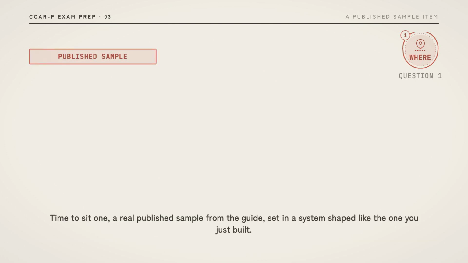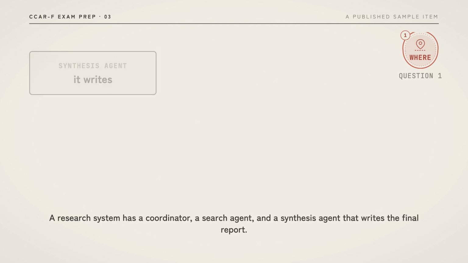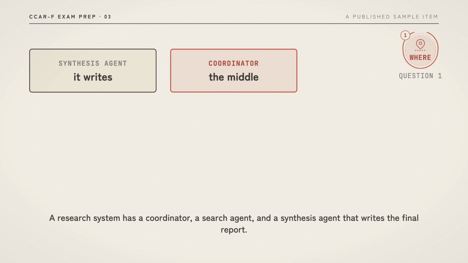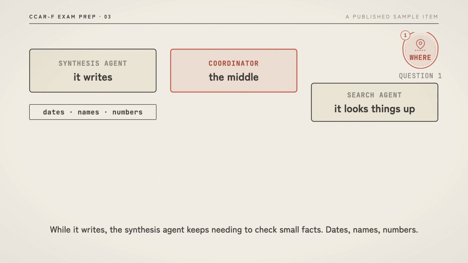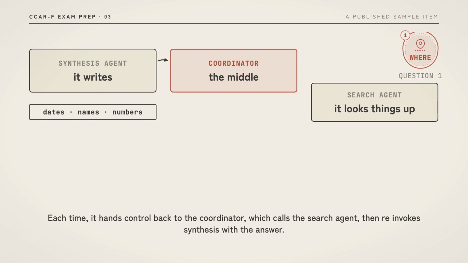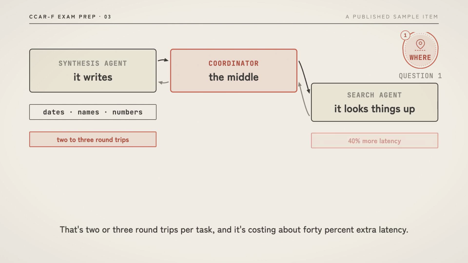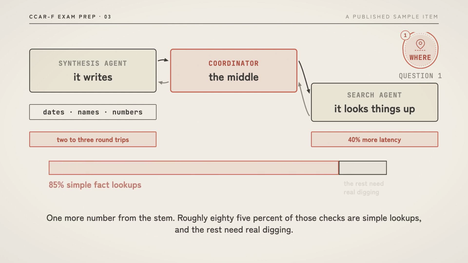Time to sit one, a real published sample from the guide, set in a system shaped like the one you just built. A research system has a coordinator, a search agent, and a synthesis agent that writes the final report. While it writes, the synthesis agent keeps needing to check small facts: dates, names, numbers. Each time it hands control back to the coordinator, which calls the search agent, then re-invokes synthesis with the answer. That's 2 or 3 round trips per task, and it's costing about 40% extra latency. One more number from the stem: roughly 85% of those checks are simple lookups, and the rest need real digging.